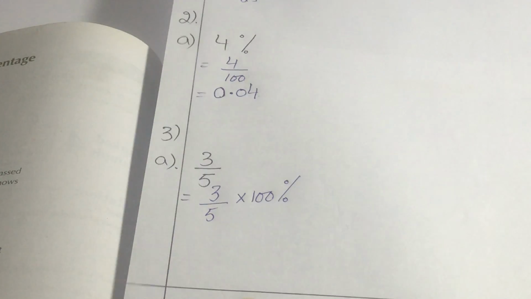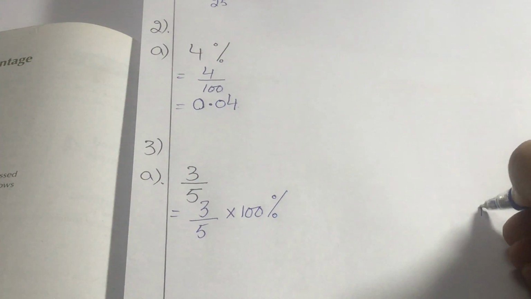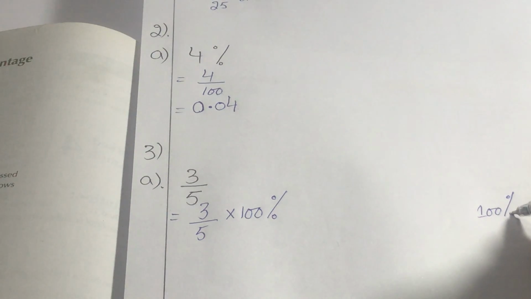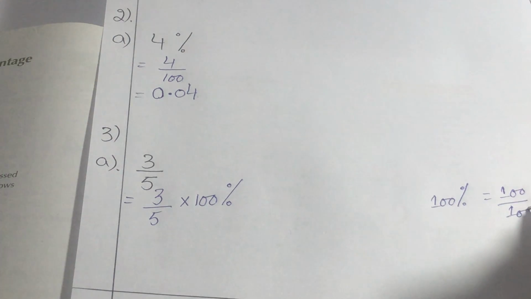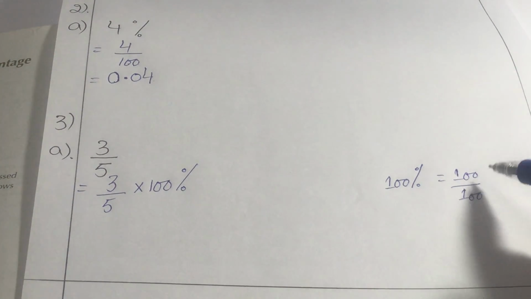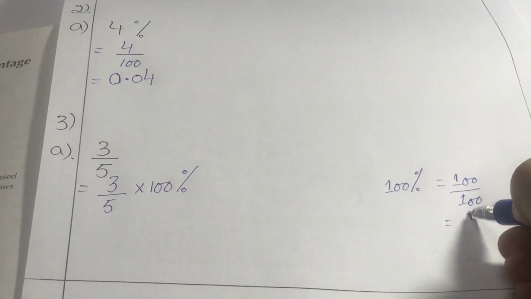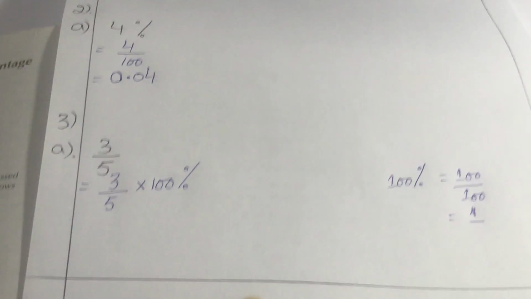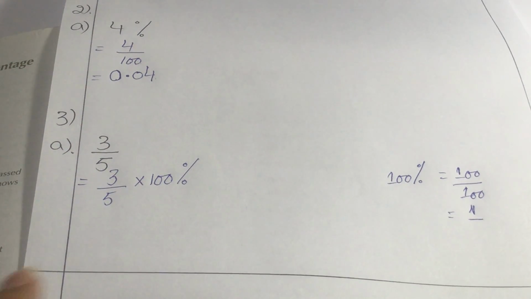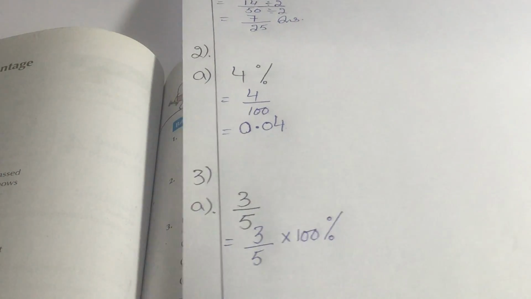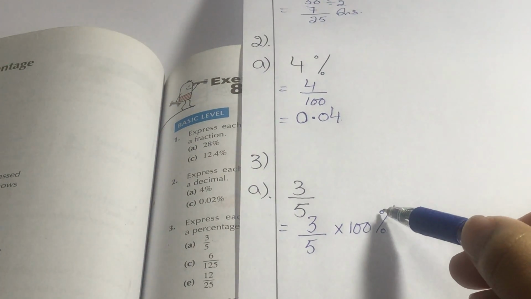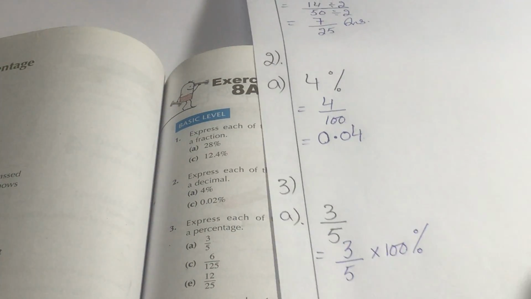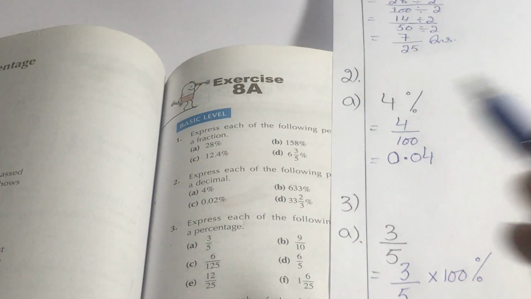Why do we always multiply with 100%? Because 100% always means 100 out of 100, right? You can see we have the same numerator and the same denominator. And in a fraction, when you have the same numerator and denominator, your answer is always equal to 1. So when you multiply a fraction with 1, it will never change your question, right? And don't forget to write your percentage symbol if you need to write your answer in percentage, right?